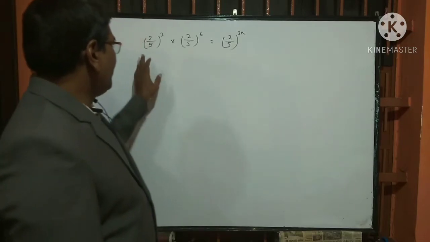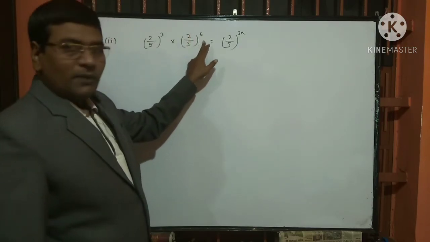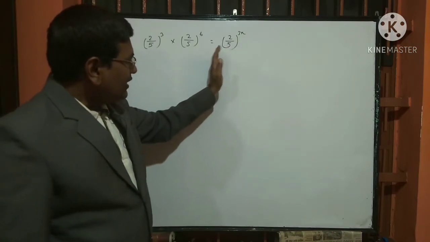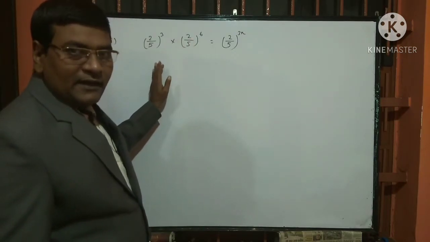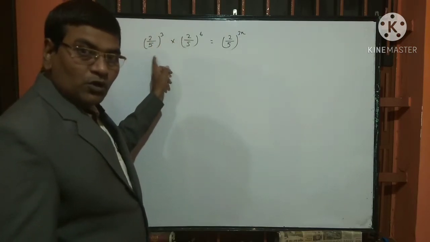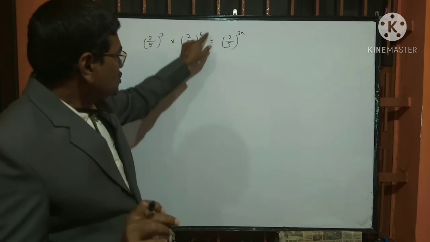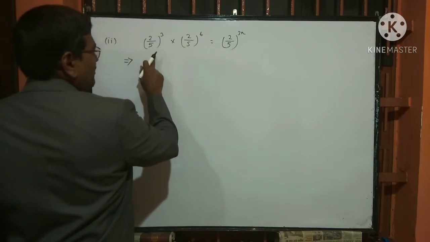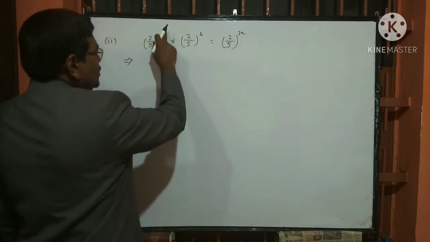Now question number 2. (2/5) to the power 3 into (2/5) to the power 6 equals (2/5) to the power 3x. In the right hand side, there is only one base, 2/5. But in the left hand side, this is 2/5, again this is 2/5. Both bases are same but at different places. So first of all, solve this. After that we will decide what to do. Both bases are same and we have to multiply, so powers will be added.